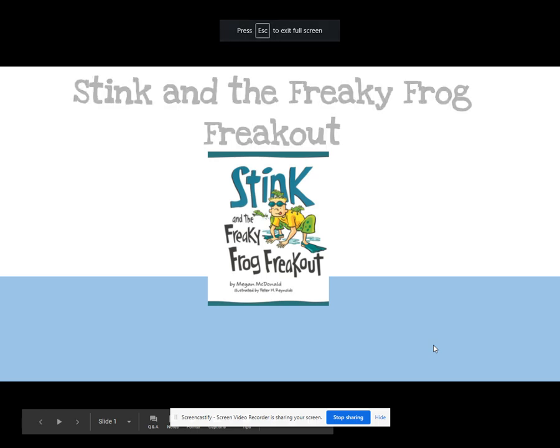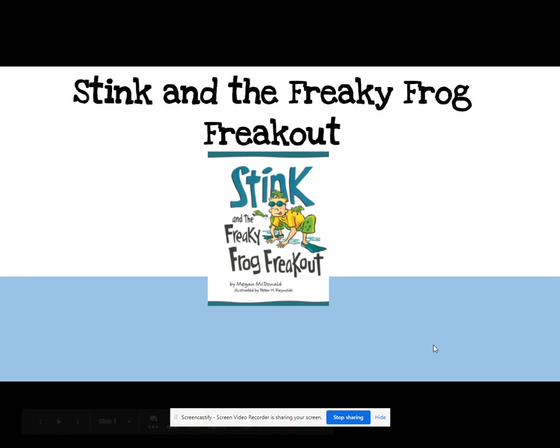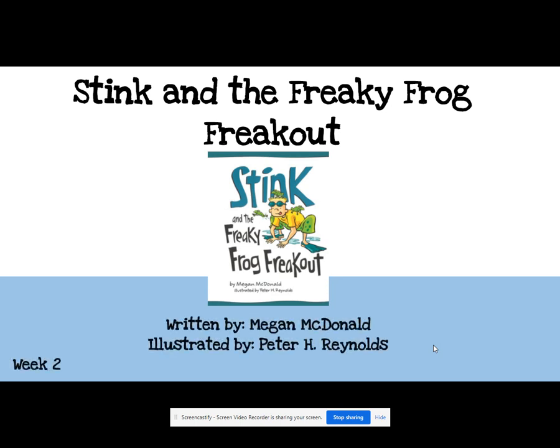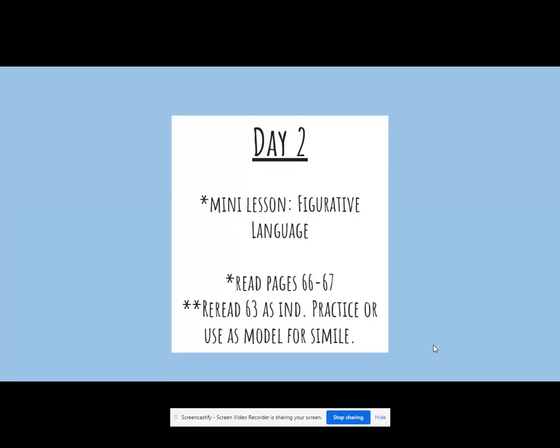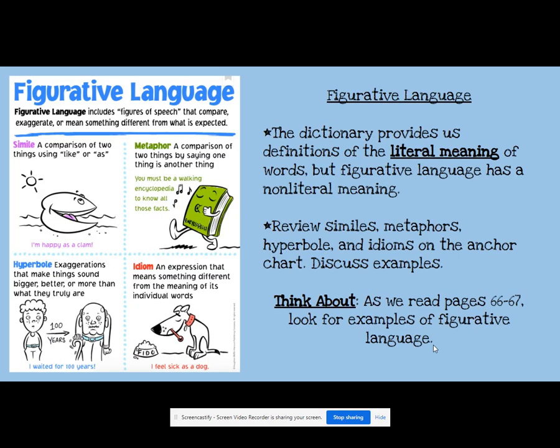Hey guys, welcome to another mini lesson with the text Stink and the Freaky Frog Freakout by Megan McDonald. Today we're going to look at figurative language with this text. On your own, you're going to read pages 66 and 67, and together we're going to go back and reread part of page 63 to show some figurative language from yesterday's text.